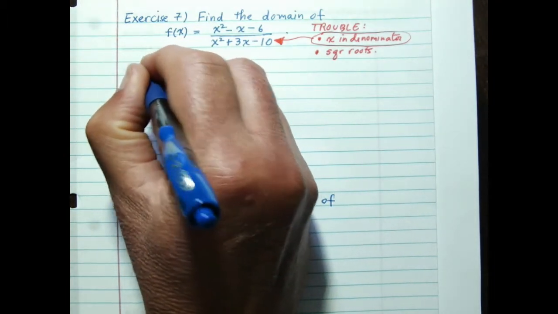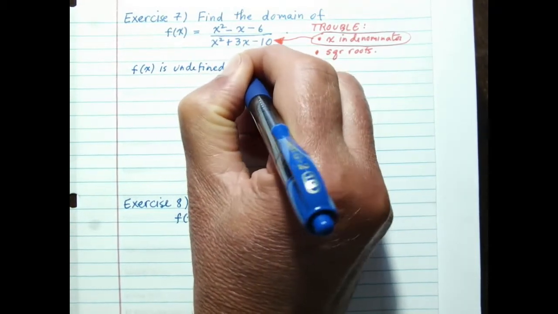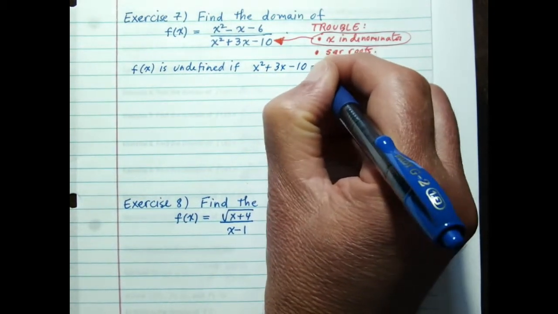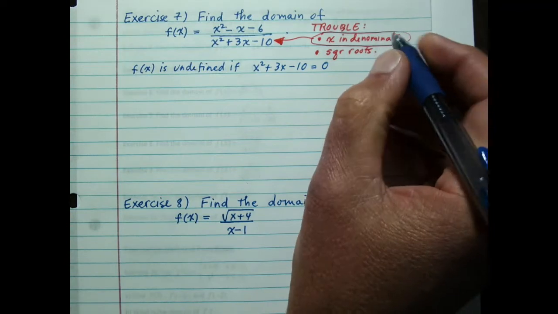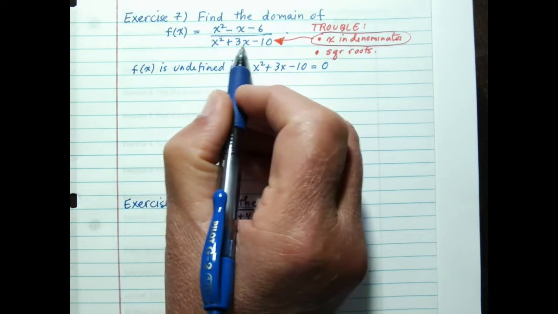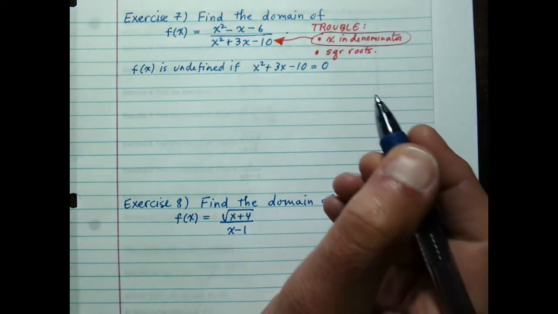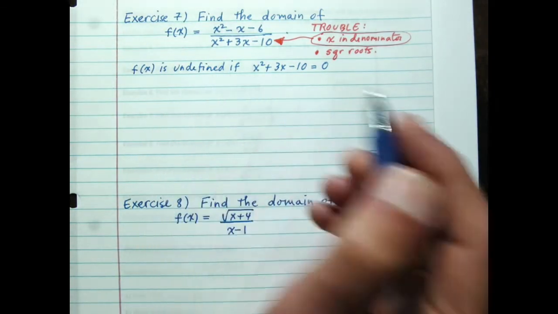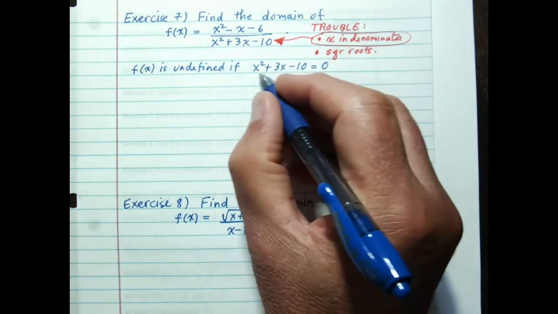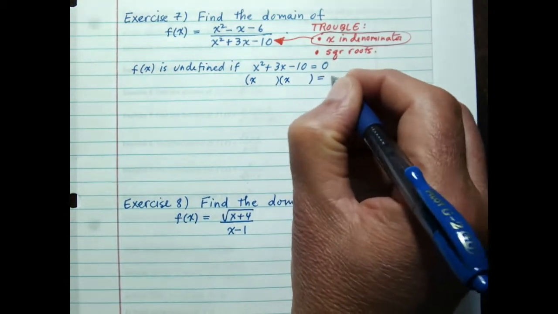So f of x is undefined if x squared plus 3x minus 10 is equal to 0. It's not so much if x is equal to 0. In fact, x equals 0 is just fine here because the denominator, when we plug in x equals 0, will be negative 10. But is there some other value of x that's going to cause a problem? This is a quadratic equation that we can possibly solve by factoring. Let's see if factoring will work.